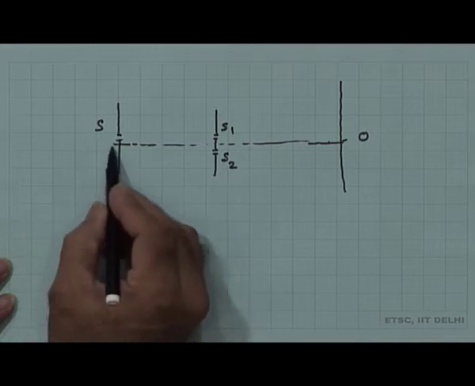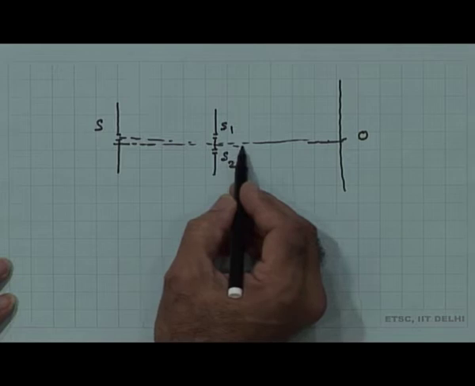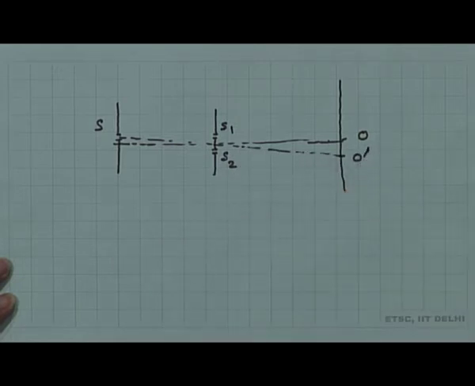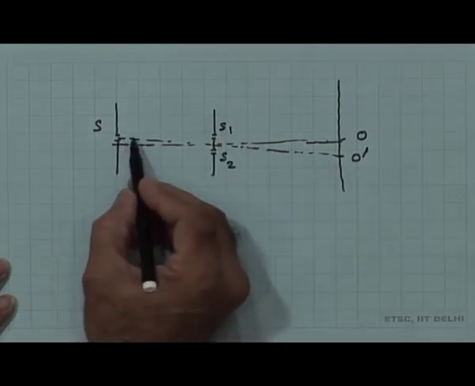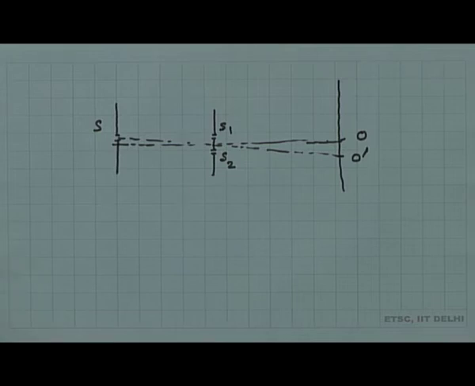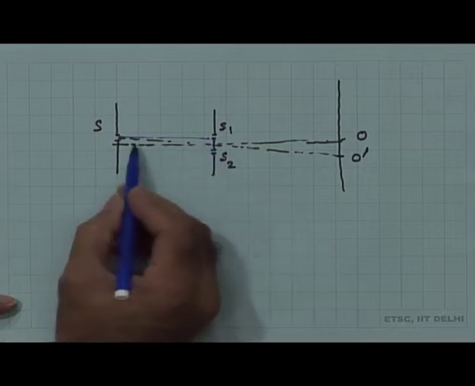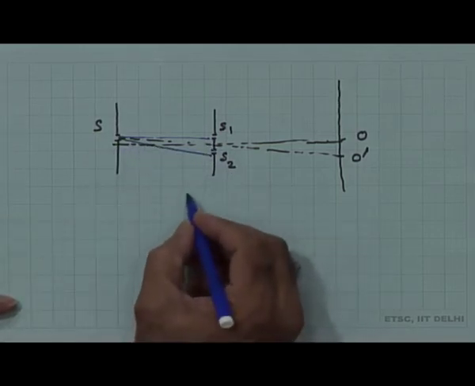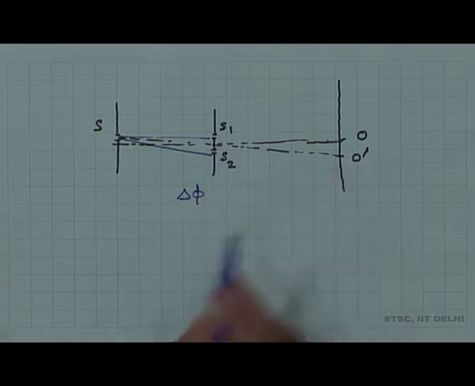The source S was slightly offset, and then we saw that the central peak would shift to a point O dash here. Because of this difference there will be a phase difference between the two sources, since the distance from here to here will be different from the distance from here to here. Consequently, there was a phase difference delta phi between the two sources, and therefore the fringe would shift.